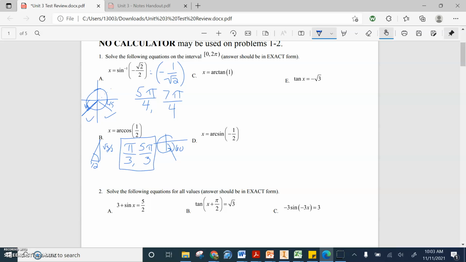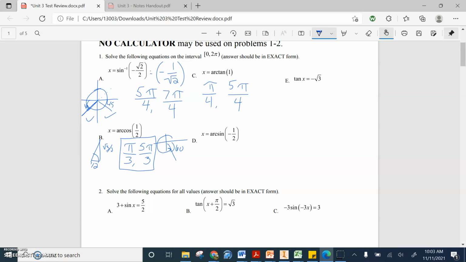All right, C, we're looking for tangent being 1. So arctan of 1, that angle is 45 degrees, because we have to have root 2 over 2 divided by root 2 over 2. When your sine and cosine are equal, that's at 45 degrees. So our first one is pi over 4, because tangent has to be positive, and sine and cosine are both positive there. The other one is 5 pi over 4.